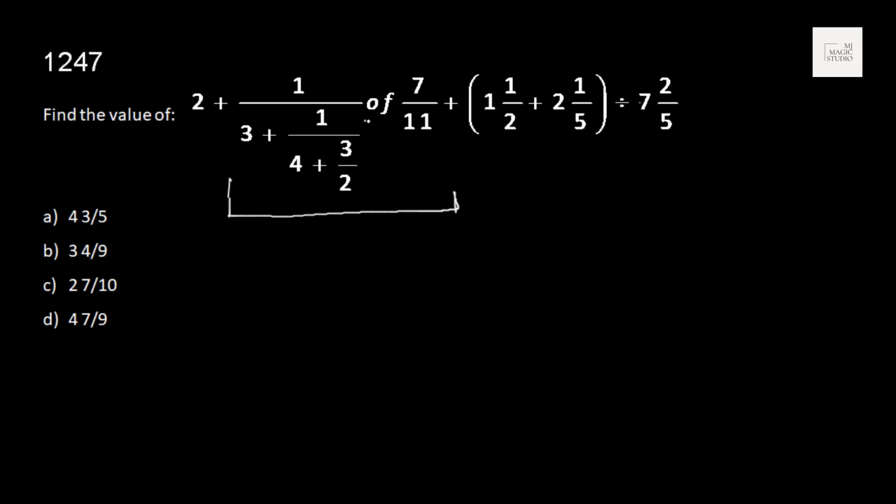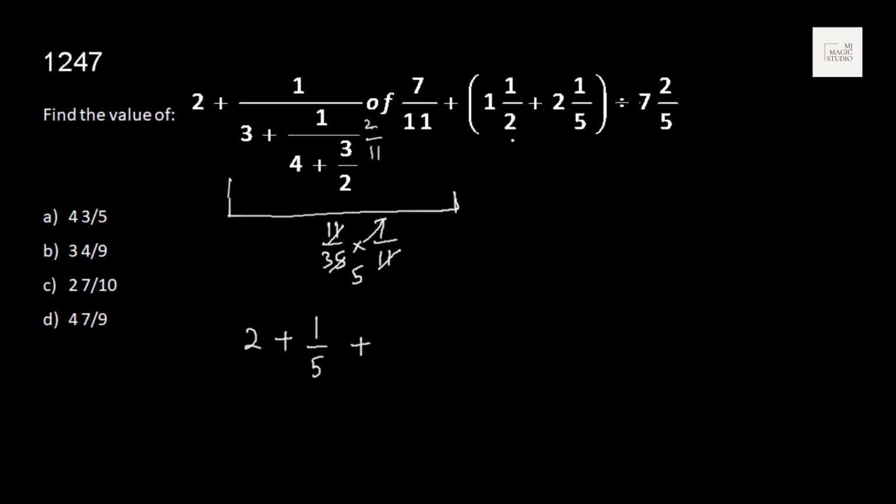8 plus 3, 11 by 2. So this will be 2 by 11. 33 and 2 is 35. This is 11 by 35 into 7 by 11. So this is 1 by 5.